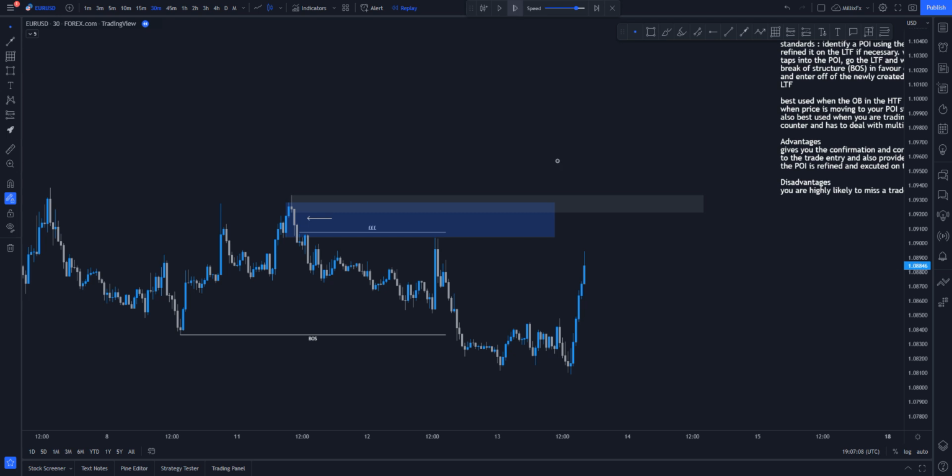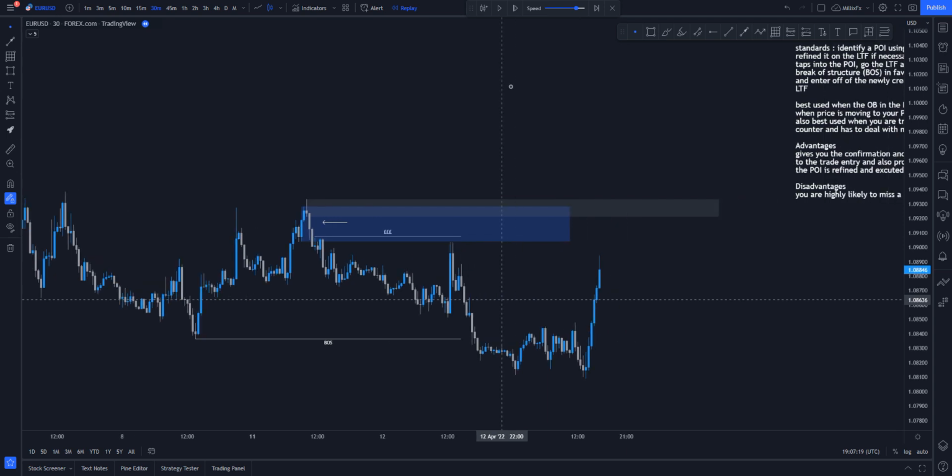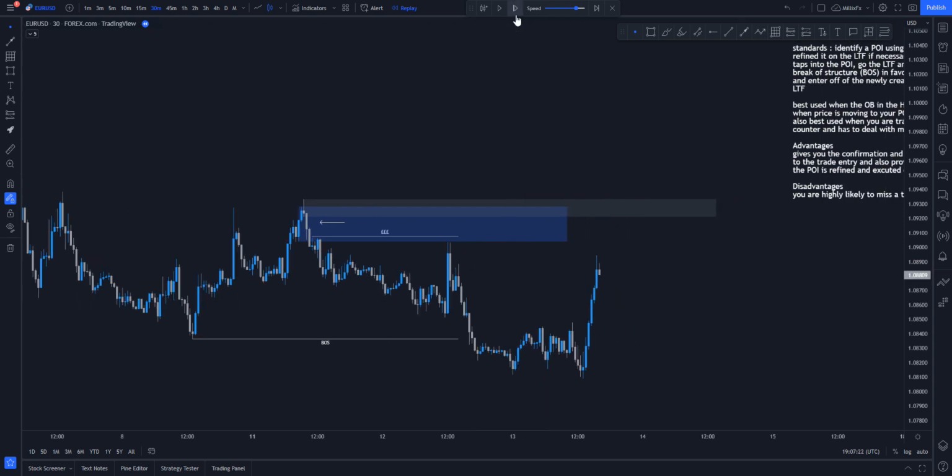So we're looking for confirmations. Why has price stopped once again? Okay, I think the network problem. So let's wait a little bit for price to give us room. All right, so we're looking for a confirmation entry.